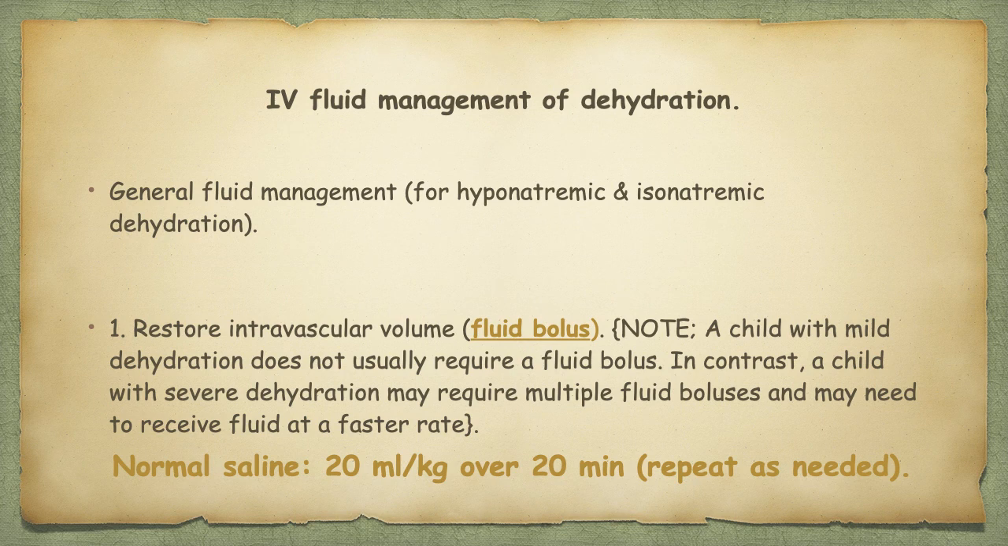If we decide that the patient requires rehydration by using intravenous fluid therapy, then the first step is to decide whether the patient requires fluid boluses in order to restore the intravascular volume. For example, a child with mild dehydration usually does not require a fluid bolus. In contrast, a child with severe dehydration may require more than one fluid bolus. The usual fluid required is normal saline. The dose is 20 cc per kg, running over 20 minutes.